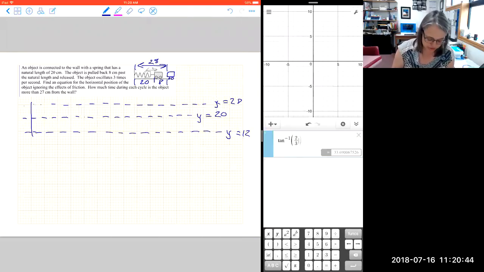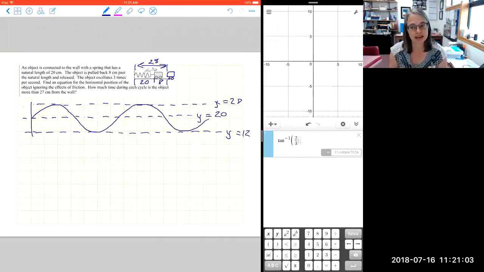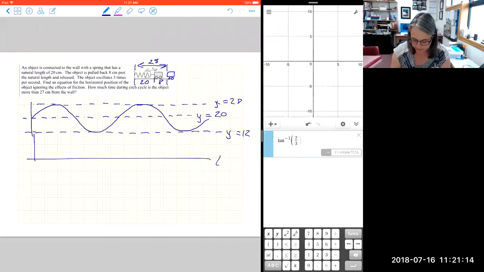Now my function starts at the midline because my cart starts at the resting position. So it looks like this, and then it goes out and bounces back. Okay, so that's the basic sketch of behavior. Now I've got to do a couple more things. My x-axis is going to be in time. So my x-axis is down here somewhere, and that's going to be in seconds.